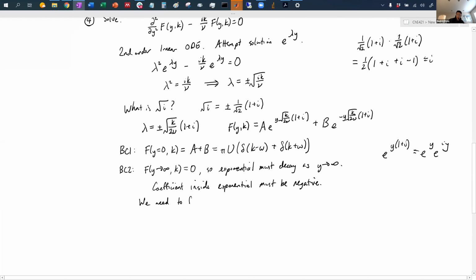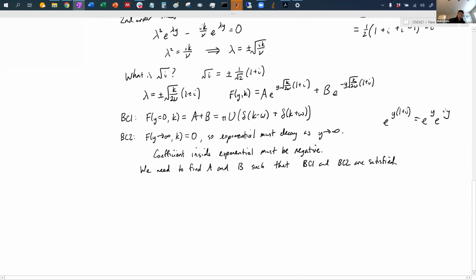We need to find a and b such that BC1 and BC2 are satisfied. In other words, a and b have to add together to give you this expression, and the final solution over here has to actually approach 0 when y goes to infinity. Now, because we know that a plus b has to equal this, you might expect that maybe a could equal this term and b could equal this term or something like that. That might be one potential guess. Let's actually see what happens if we do that. Okay, let's try.